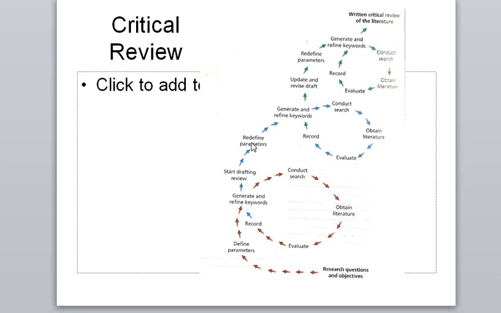Here you redefine the parameters, regenerate the keywords and the search engines you're going to look at, reconduct your search, re-obtain the literature, re-evaluate, re-record, and then update and revise the draft again. And you keep going until you've reached a point where you're happy that you have achieved this representative sampling of the literature. And that's sort of, I suppose, represented by these circles getting smaller each time. The refinements are getting smaller each time.